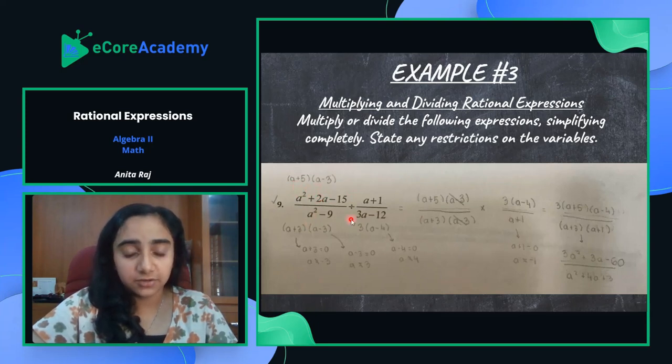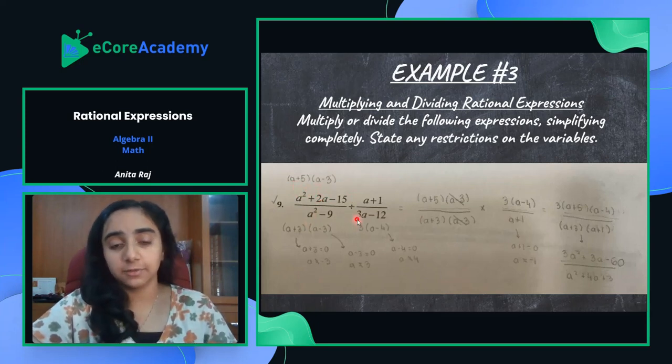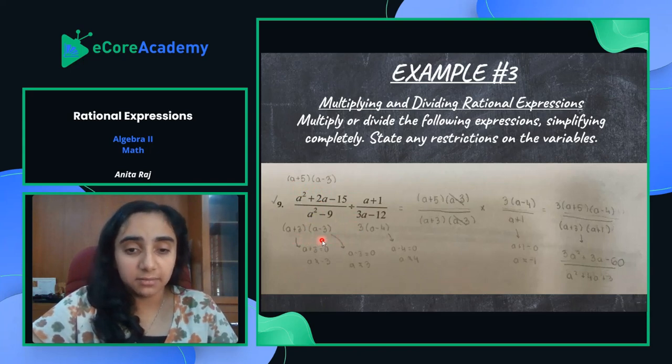minus 3, factored this denominator, which is a difference of squares, so I got a plus 3 times a minus 3. This numerator here is in simplest form, can't really factor any further. And then I simplified this denominator here because both of these terms had a common factor of 3. So I just pulled out the 3 and wrote this as 3 times the quantity a minus 4.